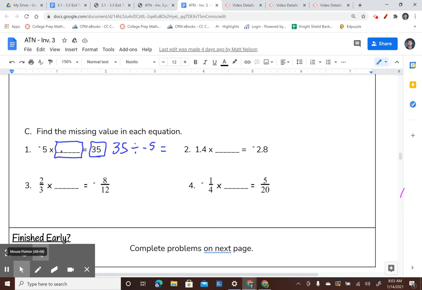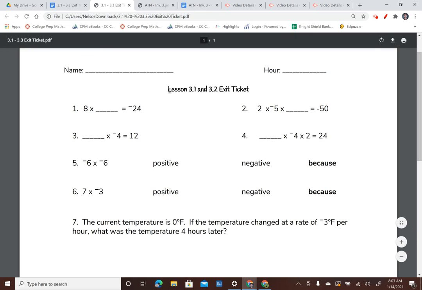All right, once you're finished here, you can go ahead, hop over to your exit ticket, and complete 3.2 and 3.1 exit ticket. So that is this entire top half of the page, and this is what you will be submitting today in Canvas.